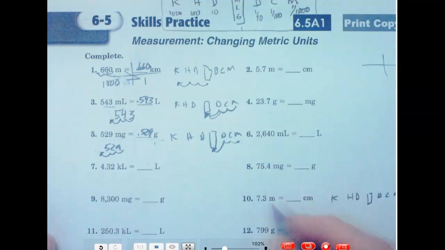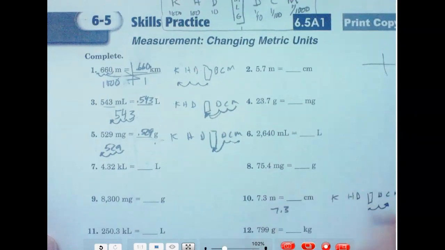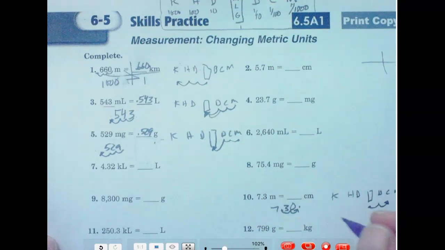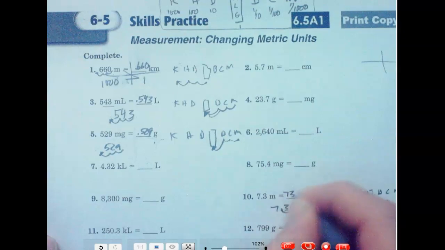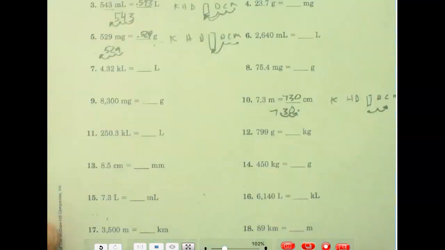All right, 7.3 meters. So I'm starting here at the meters, at the base unit. I'm going to centimeters. So 1, 2. Here's my 7.3. I'm going to move it 2 places to the right, just like I did there. 1, 2. I have to put a 0 in. Now we could write that as 730.00 or just 730.